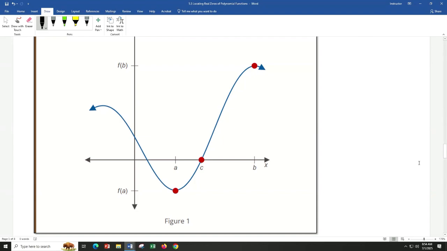Okay? And vice versa. If your A is positive and your B is negative, then what's going to have to happen? It's going to come down. That's what it's saying. Okay?